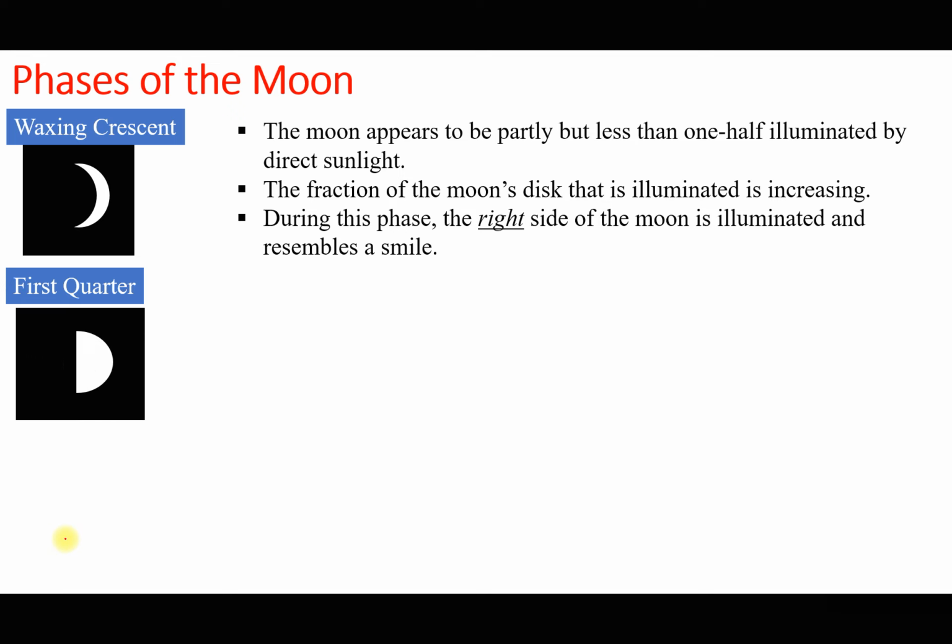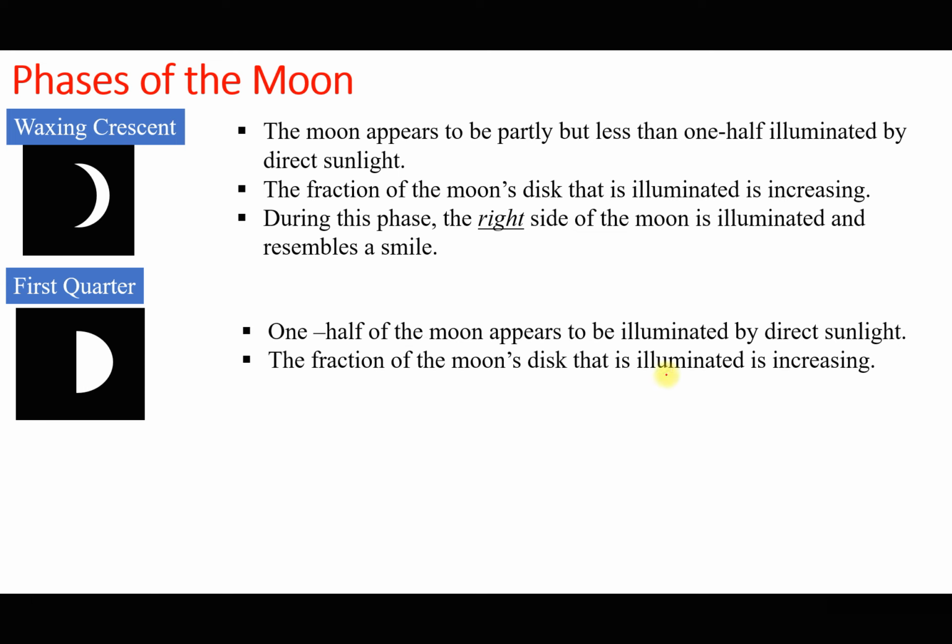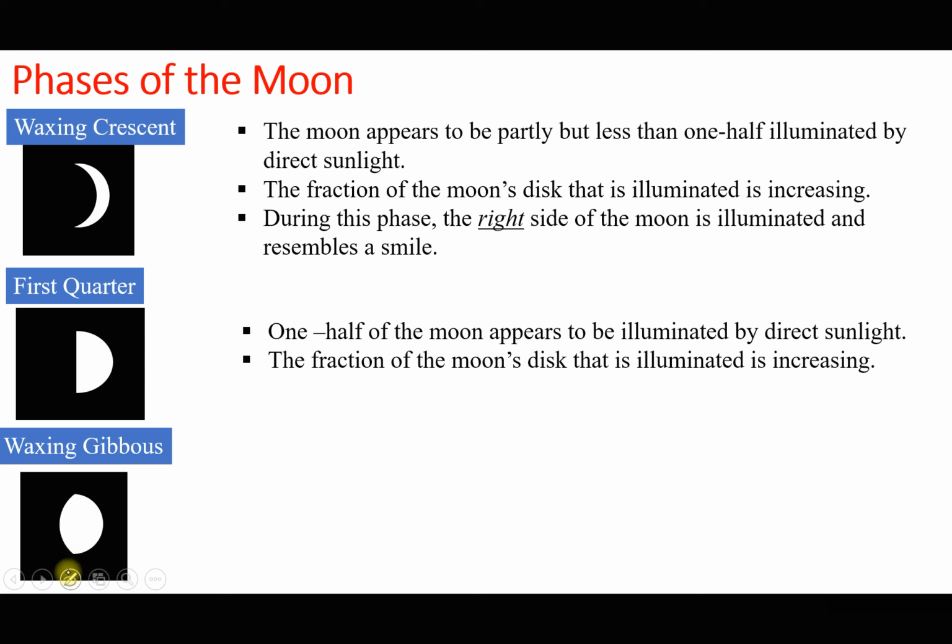We call it first quarter because for us on the earth's surface we see a quarter, but it's actually a full half which is facing the sun. So here one half of the moon appears to be illuminated by direct sunlight. The fraction of the moon's disk that is illuminated is increasing. For us on the earth's surface, because we see the moon at 90 degrees, we see only a quarter of the moon. Then next we have the waxing gibbous, which is bigger than a quarter.